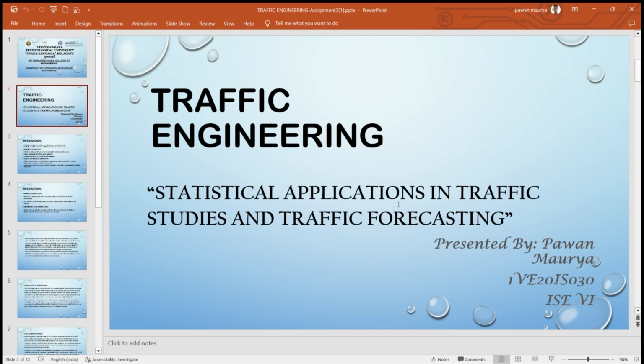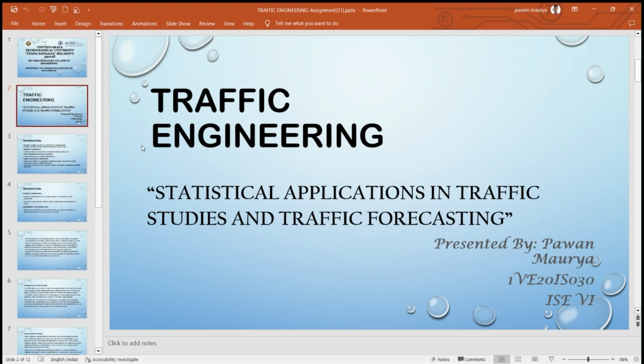Today we will be discussing traffic engineering, and the subject code is 18CV652. In this particular subject, we will mainly discuss the statistical application in traffic studies and traffic forecasting. So let's start. In this traffic engineering, we have one topic which is known as the statistical application in traffic studies and traffic forecasting.